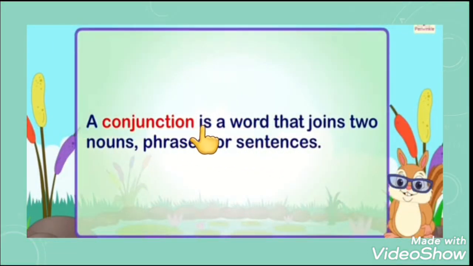A conjunction is a word that joins two noun phrases or sentences. So simply by this definition we come to know that conjunction words होते हैं जो दो noun phrases और sentence को join करते हैं.